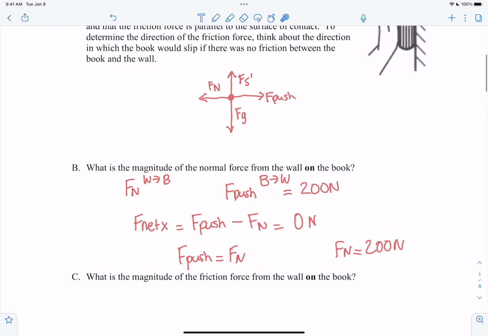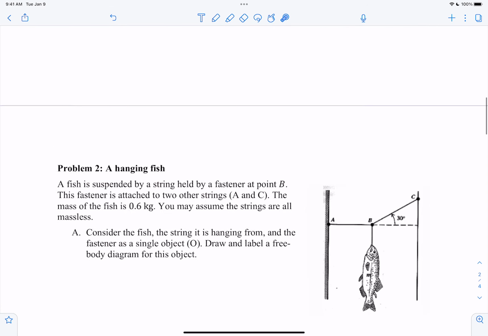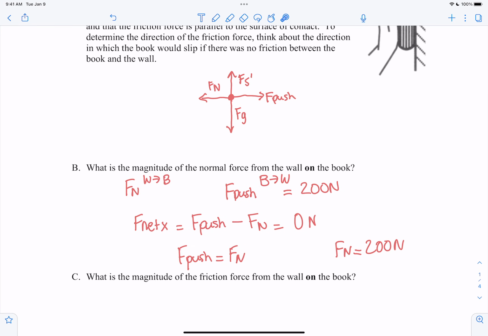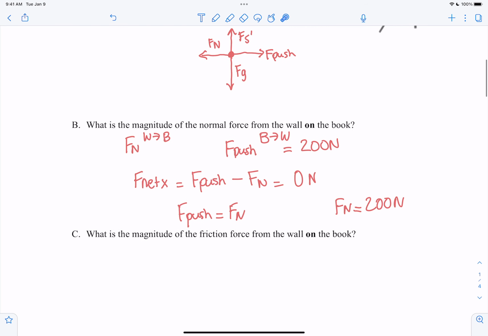But essentially, if we're just looking at what's acting on the wall and what is acting on the book, there's a force of 200 newtons pushing on that book, and that force is transferred to the wall, and then the wall pushes back with that same force but in an opposite direction, if that makes sense. Sound good? Yep, no worries. Any other questions for part C?